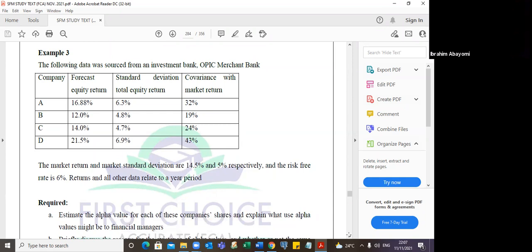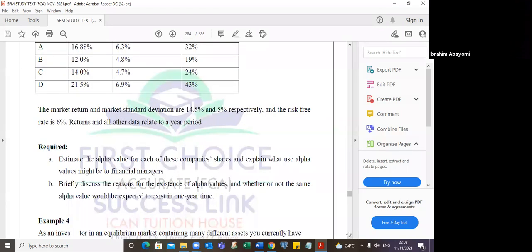be to financial managers. B, briefly discuss the reason for the existence of alpha values and whether or not the same alpha value will be expected to exist in 1 year's time. So that is the question.